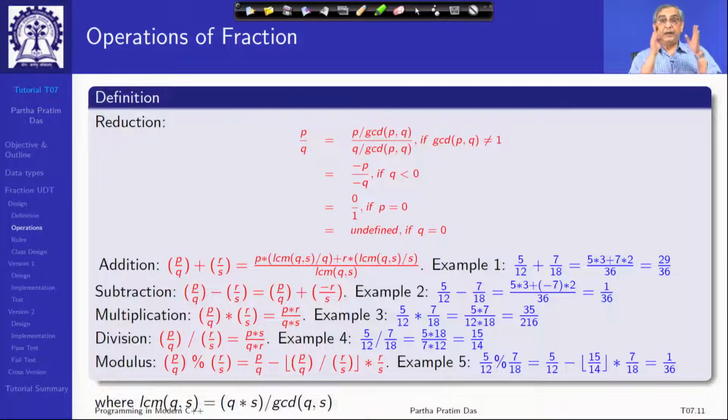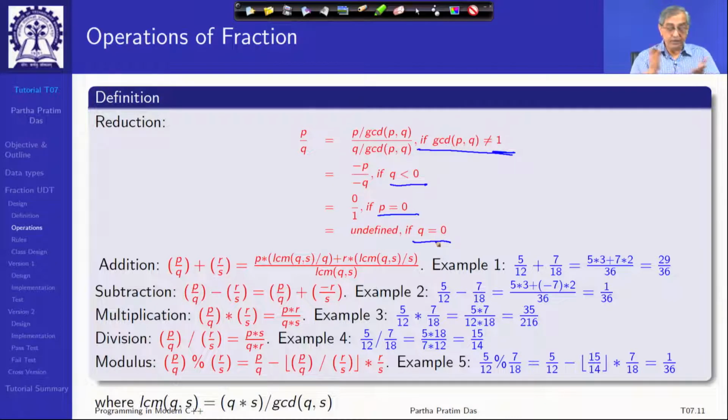Right. There are several operations available. For example, reduction by itself is an operator. If the GCD is not 1, then you can make the GCD 1. If q is not positive, then you can make q positive. If p is 0, q can be anything, so you force q to be 1, and if q is 0, the denominator is 0, then the fraction is undefined.